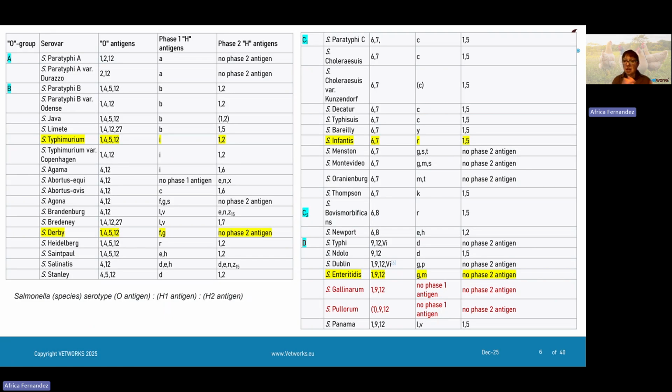So this is a very summarized table of all these groups of Salmonella, and I have highlighted Typhimurium in group B, Infantis in group C, and then Enteritidis in group D, which are, I would say, worldwide, probably the most prevalent Salmonellas in poultry in the majority of countries.